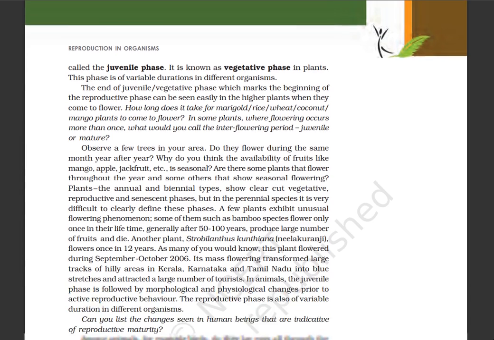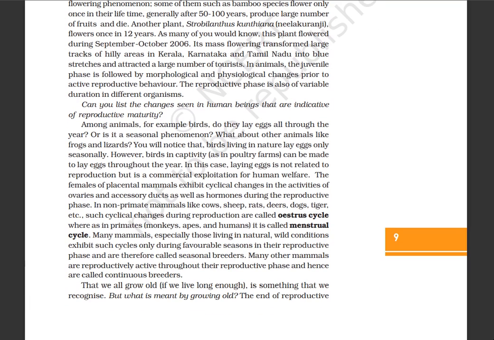In animals, the juvenile phase is followed by morphological and physiological changes prior to active reproductive behavior. The reproductive phase is also of variable duration in different organisms. Can you list the changes seen in human beings that are indicative of reproductive maturity? Among animals, for example birds, do they lay eggs all through the year? Or is it a seasonal phenomenon? What about other animals like frogs and lizards?